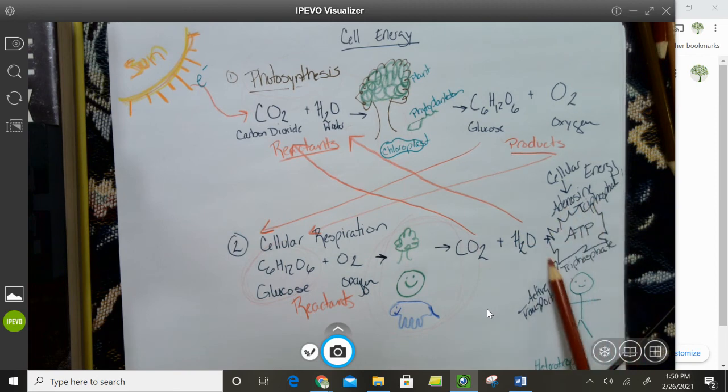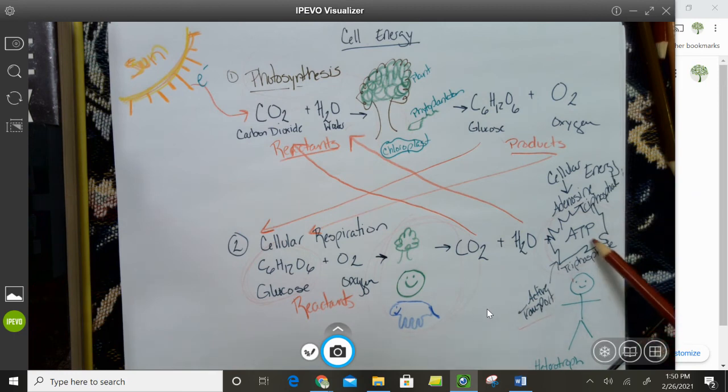And ATP is the gas in the gas tank for cells. It is where active transport comes in. Remember our endocytosis and our exocytosis. It's what fuels your cells.